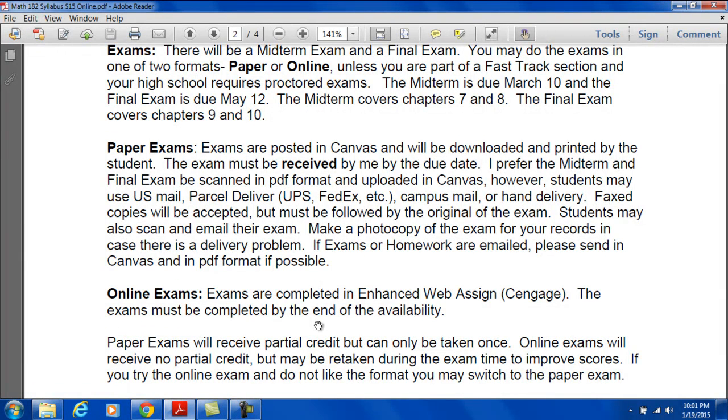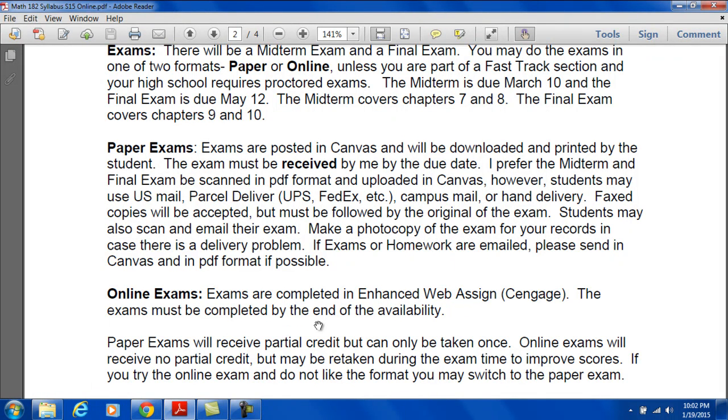Paper exams: exams are posted in Canvas and will be downloaded and printed by the student. The exam must be received by me by the due date. I prefer the midterm and final exams to be scanned in PDF format and uploaded in Canvas. However, students may use U.S. mail, parcel delivery like UPS or FedEx, Canvas mail, or hand delivery. Fax copies will be accepted but must be followed by the original exam.